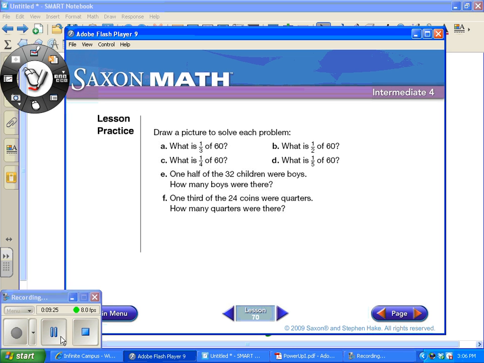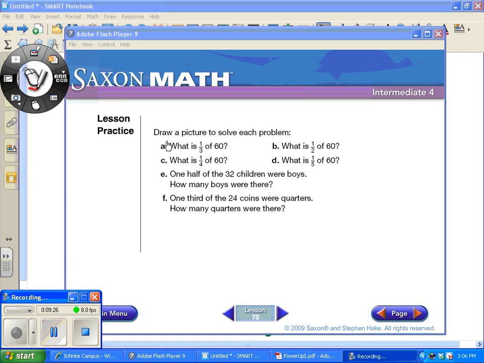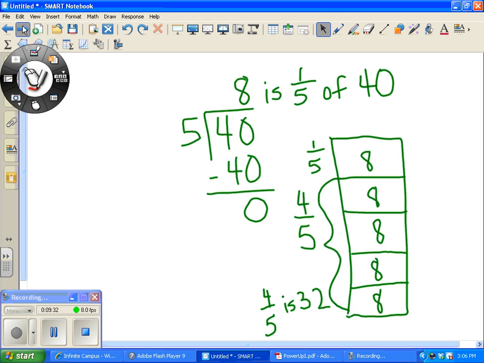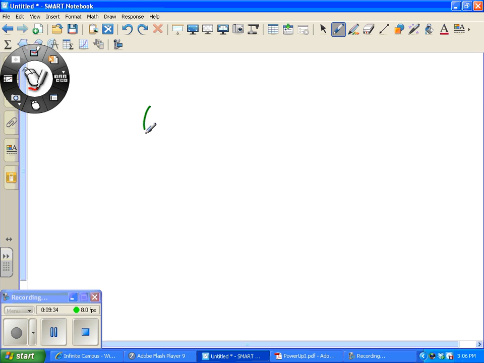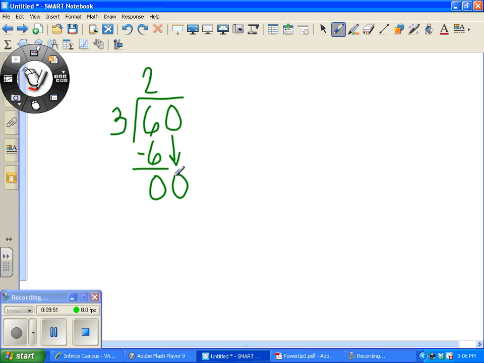Now the instructions say draw a picture to solve each problem. So for A, 1/3, what's 1/3 of 60? So we want to take 60 and divide it into thirds. That's 3 parts. How many groups of 3 can I get out of 6? 2, can't I? Because 2 times 3 is 6. Subtract, bring down. And yes, even if it's 0, you have to bring it down.